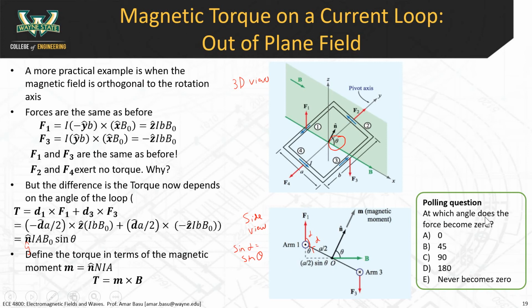And the question I'll ask here as a polling question: at what angle does the force become 0? So as this motor is turning, at what angle theta does the torque become 0? Oh, and I just realized there's actually two correct answers here.